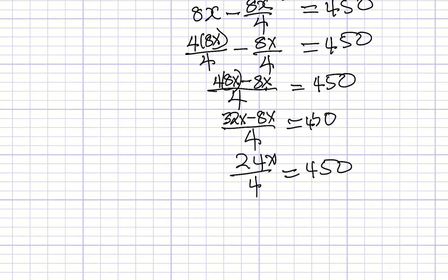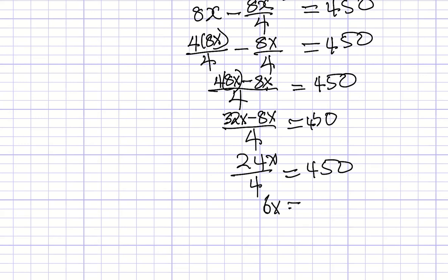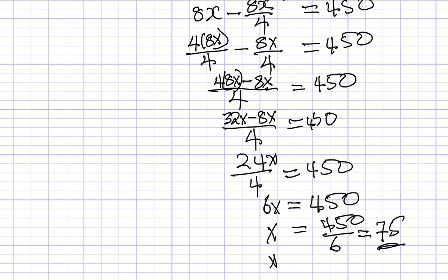You see what I'm doing, right? See how clean it is? You divide 24 by 4, what do you get? You should get 6. 6x equals 450. So x equals 450 divided by 6. What do you get there? 450 divided by 6 is 75. So x equals 75.